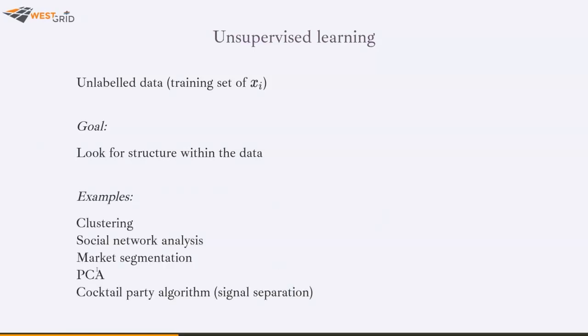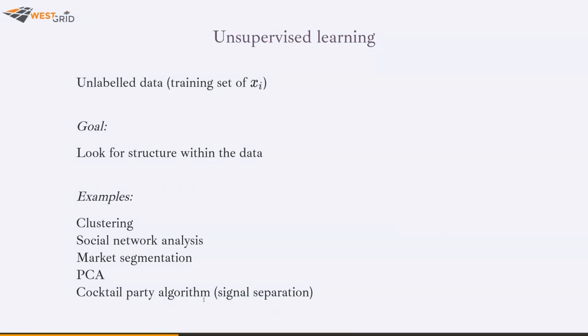But then there is also unsupervised learning. In that case, you don't have labeled data. You don't have a set of X's with their Y labels. You only have X's. And the goal here is to look for structure within the data. Examples you might have used without thinking of them as a form of machine learning are PCA, or any form of clustering or network analysis, market segmentation.